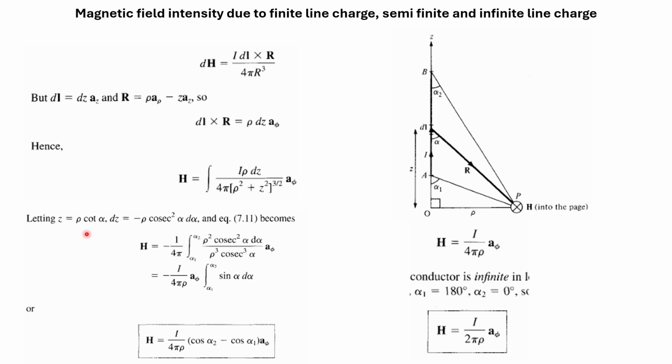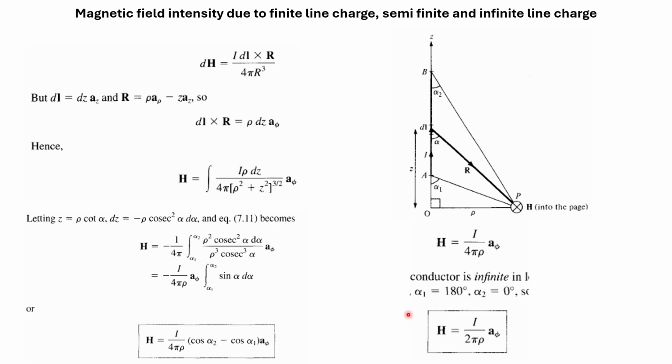In order to simplify the integration, you can put the z value as rho cot alpha, so dz will follow automatically. Replace z and dz, and you get these values. Finally, your magnetic field intensity is I divided by 4 pi rho times cos alpha 2 minus cos alpha 1. This is for finite.